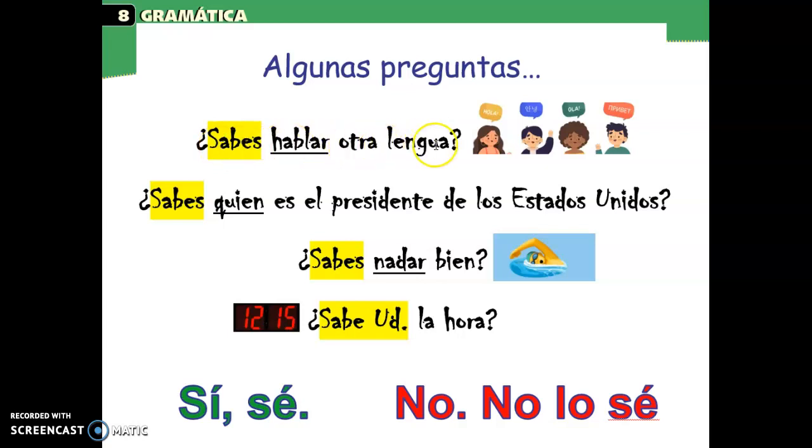¿Sabes hablar otra lengua? If you do, you would say, sí, sé hablar otra lengua. ¿Sabes quién es el presidente de los Estados Unidos? If you know who it is, you would say, sí, sé que es Donald Trump. ¿Sabes nadar bien? If you don't know how to swim, you would say, no, no lo sé, or no sé nadar bien. Somebody may ask you, ¿sabe usted la hora? So they're asking you the hour or the time. You would say, sí, son las 12:15.